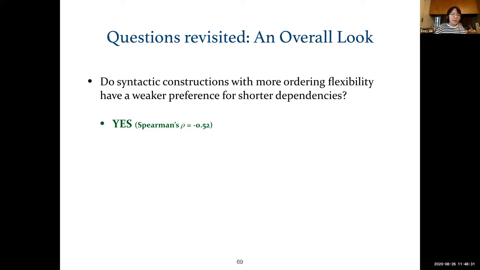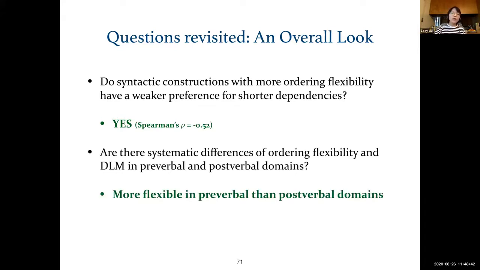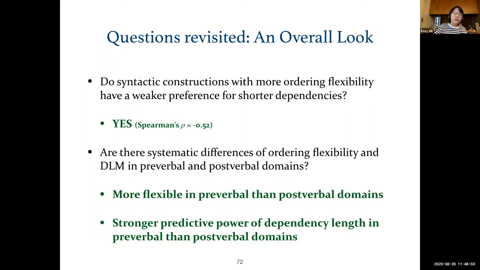Second question I asked was, are there systematic differences of ordering flexibility and DLM in pre-verbal and post-verbal contexts? So the patterns have shown that there is more flexibility in the pre-verbal domains than post-verbal domains. And also, as a side effect, there is stronger predictive power of dependency length in pre-verbal than post-verbal domains, which corresponds to and supports previous findings.